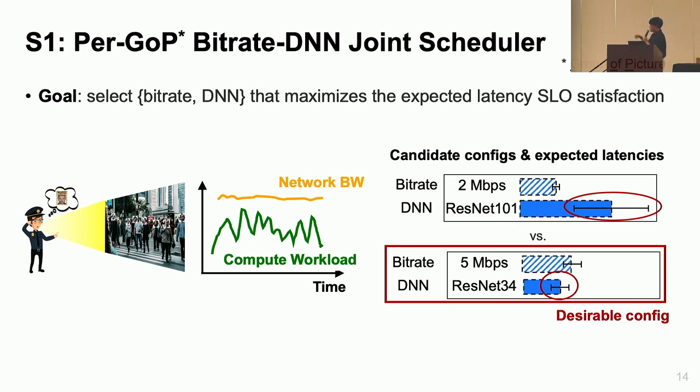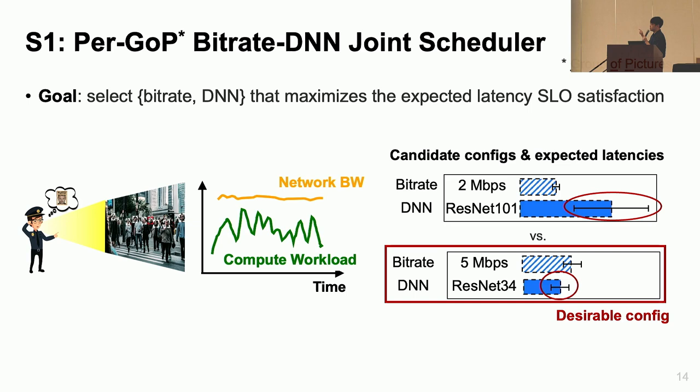And assume that we have two bitrate DNN configuration pairs. In such a case, which one should the scheduler choose? If we choose a lower bitrate but a higher DNN backbone, this would result in a very high computation latency and fluctuation, and thus result in latency violation.